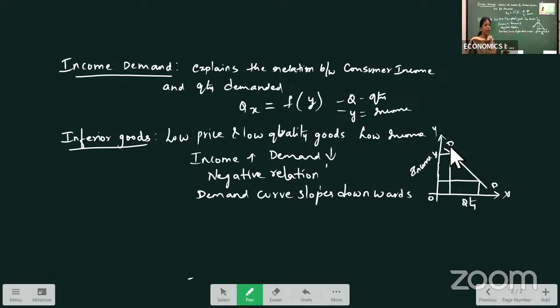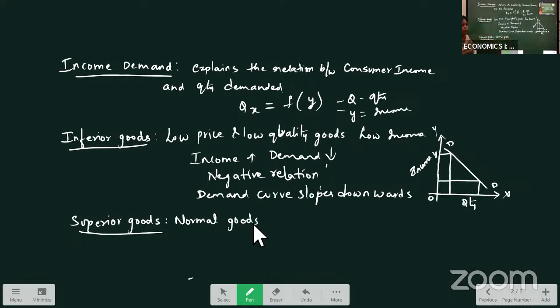This is about the inferior goods. Then, the next type of good we have is superior goods. What are superior goods? Superior goods are also called normal goods. So in case of normal goods, what happens? If consumers' income increases, demand for superior goods also increases.